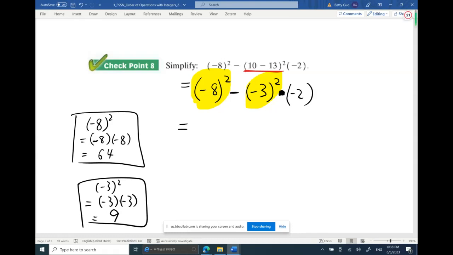Let's replace the yellow parts with the answers. So the first yellow is 64. Copy this subtraction. The second yellow is 9. Copy everything else. Multiply by -2. The expression becomes simpler and simpler after every single step, right? In this expression, we have subtraction, we have multiplication. What do we do first?